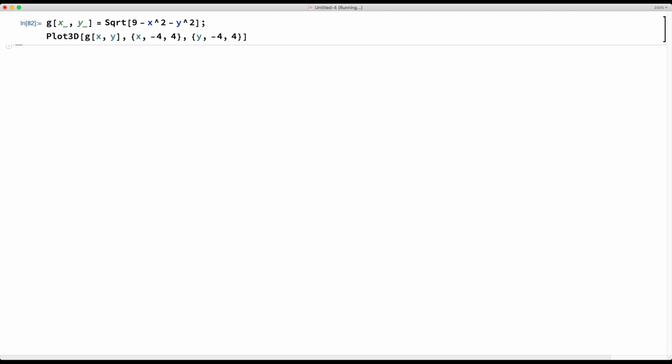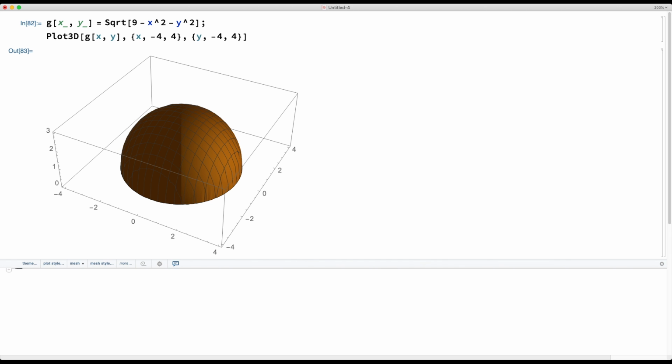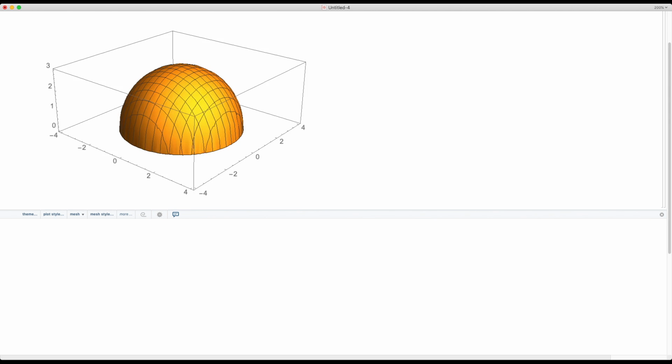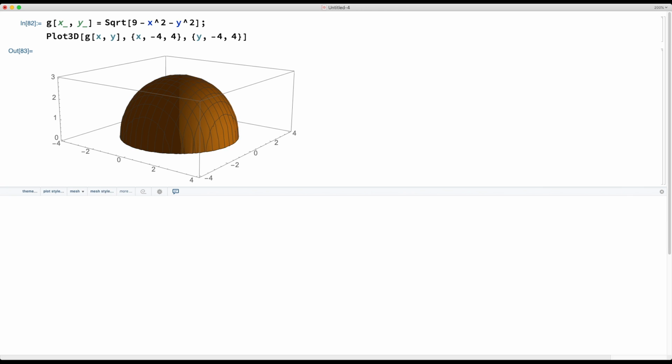Okay, and if I run this, then why did that not plot? Oh, Mathematica wants to be annoying. There we go. Be annoying this morning. Okay, so what do we get? It's the top half of a sphere. That's cool, right?